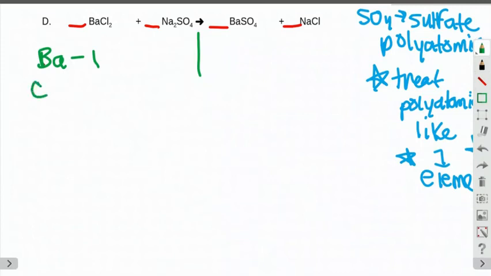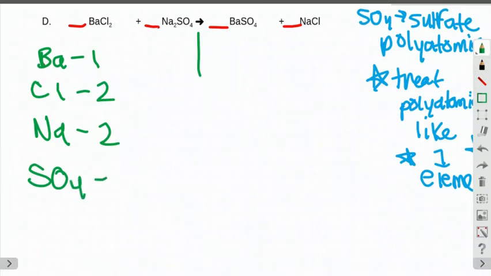So if we look at our reactant side, the left side, we have 1 Ba, we have 2 Cls, we have 2 Nas, and then we have 1 sulfate. If we had more than one sulfate, we would see parentheses and a number outside of the parentheses.